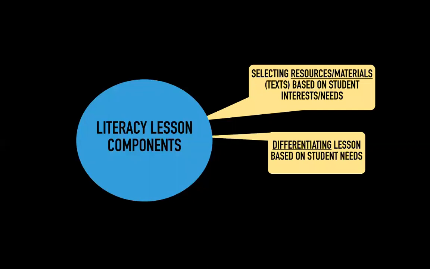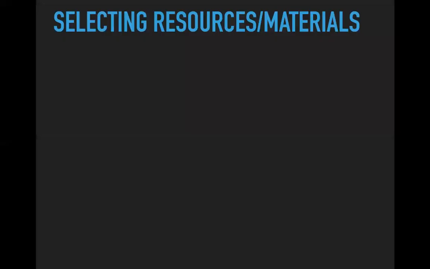Same thing with differentiating. If you recall back when you wrote your teaching context summary, you should have had a section where you talked about your emergent bilingual students, what proficiency level they're at, as well as your special needs students and what differentiation that they need. So remember, when you're writing these sections, go back to that teaching context summary so this can be easier for you to write.